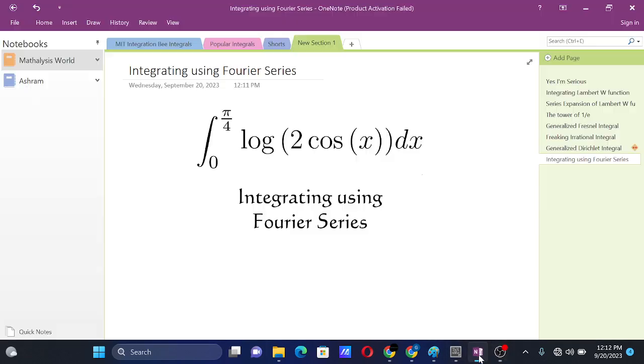In this video, we are going to integrate using Fourier series. So you have this integral from 0 to pi by 4 of log of 2 cos x dx.